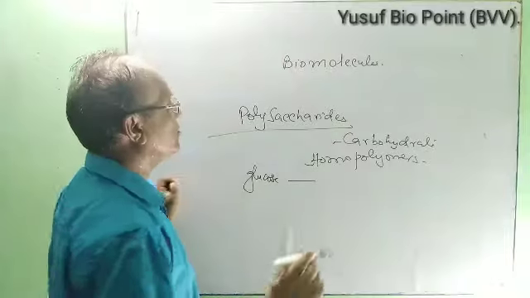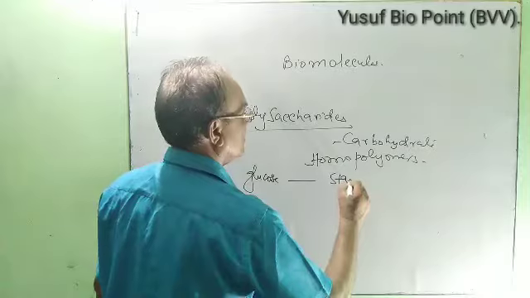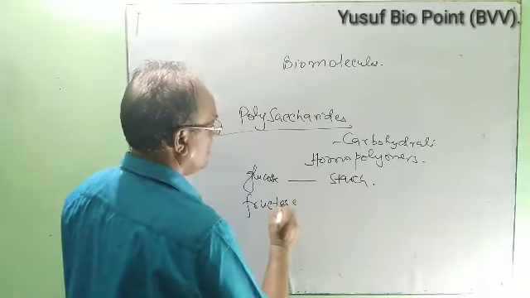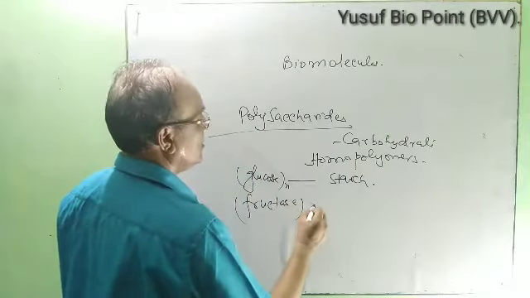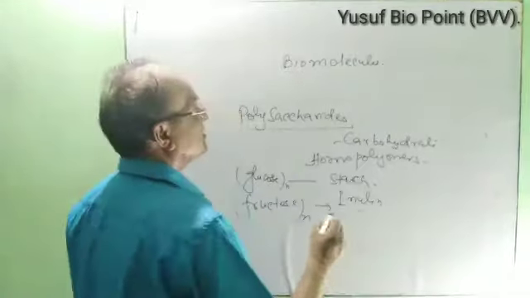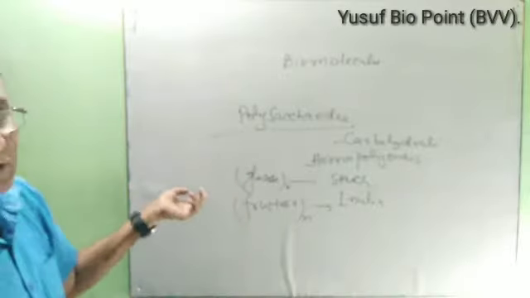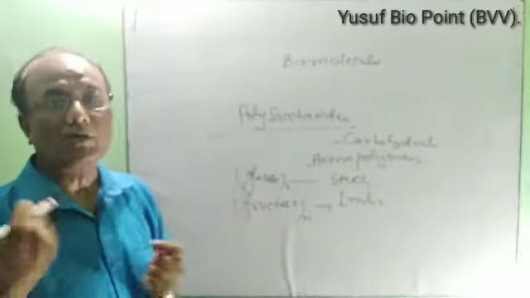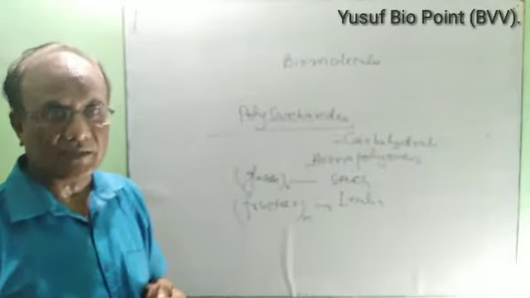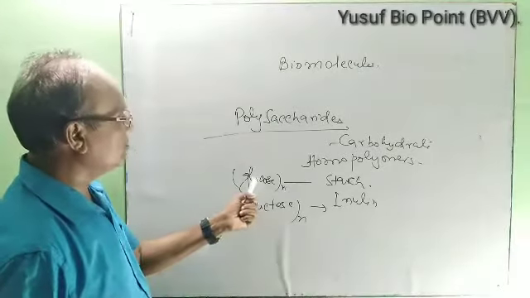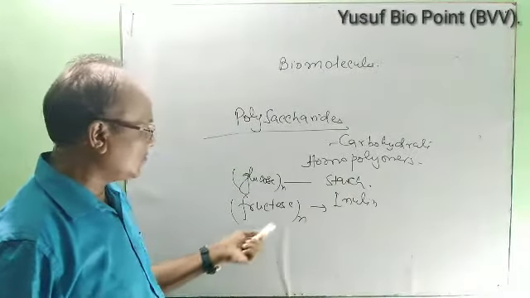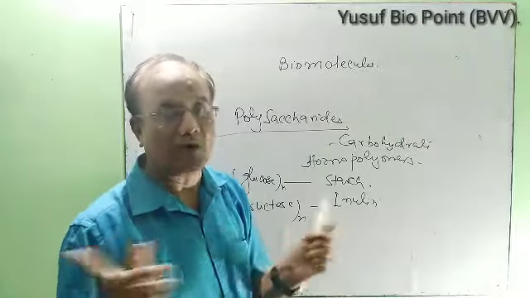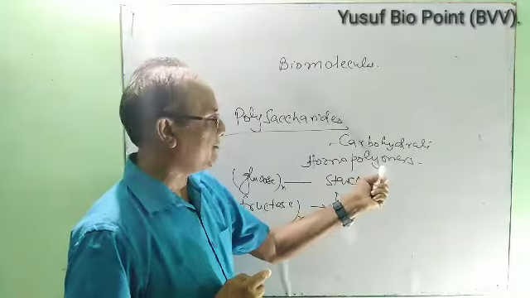There are so many molecules of glucose which combine to form a starch. In the same way, so many molecules of fructose combine to form inulin, because only the same type of units are combined. As I have already told you in the previous video, these are called monosaccharides. When two monosaccharides combine, that is called a disaccharide. So many molecules of glucose combine to form starch, and many molecules of fructose combine to form inulin. So the same type of molecules take part in the formation of long chain compounds. That is called homopolymers. Understand?